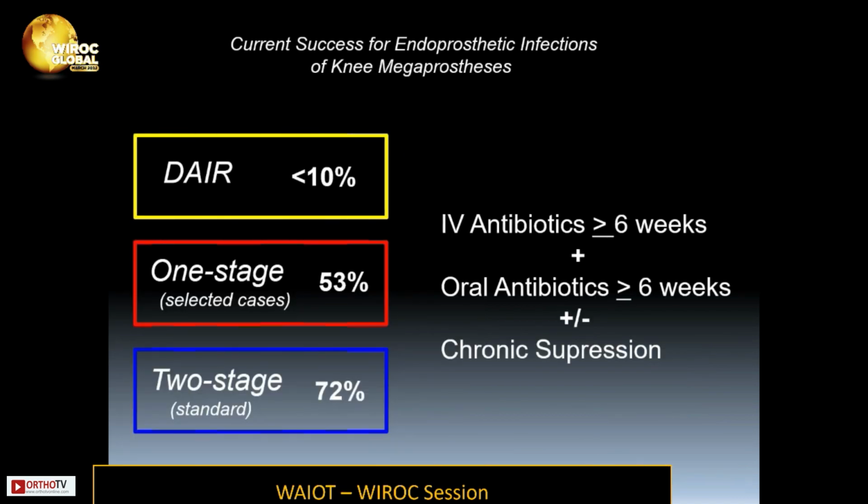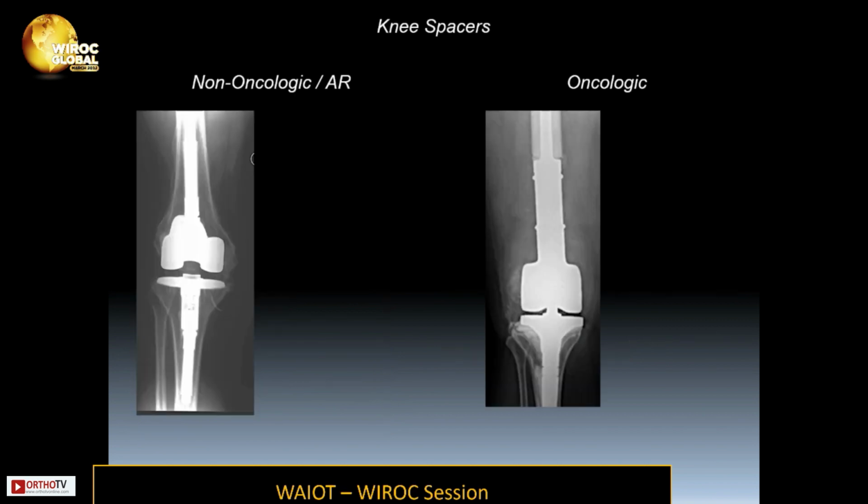The current success rates for endoprosthetic infections of knee megaprosthetics include the DARE operation at less than 10%. The one stage in selected cases has a 53% success rate, and a two stage, which is standard, has a 72% success rate. All of these include intravenous antibiotics for a minimum of 6 weeks, followed by oral antibiotics for 6 weeks, possibly even chronic suppression.